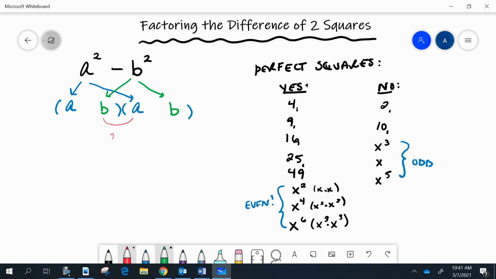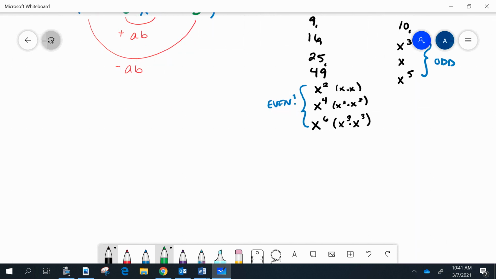Now, if you notice, there is no middle term because that middle term has canceled. So the only way to get this to cancel is if one of them is a positive and one of them is a negative. So the signs are always going to go plus minus. Okay? So let's run through a couple of examples.